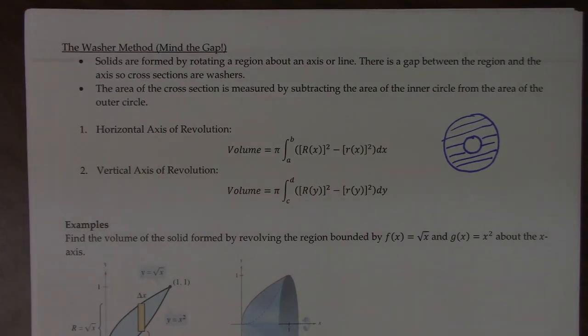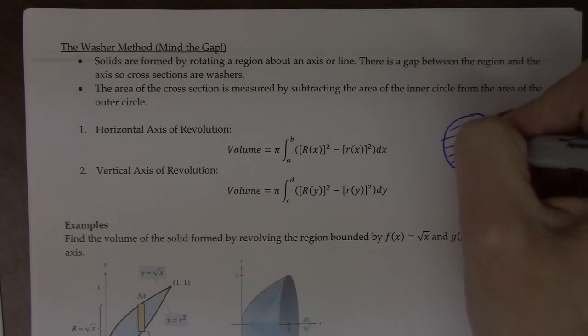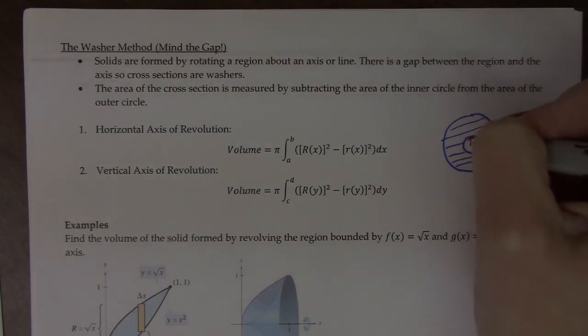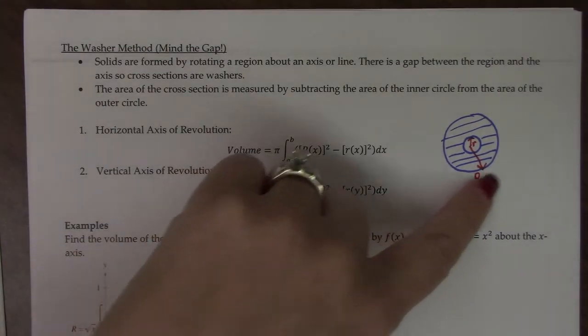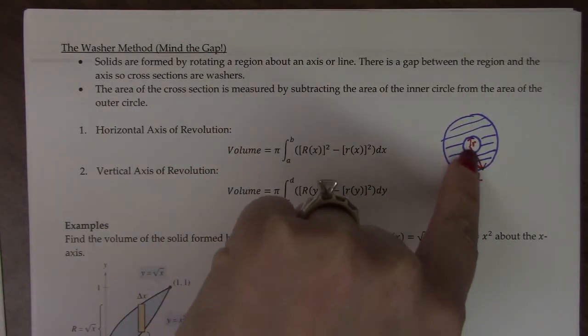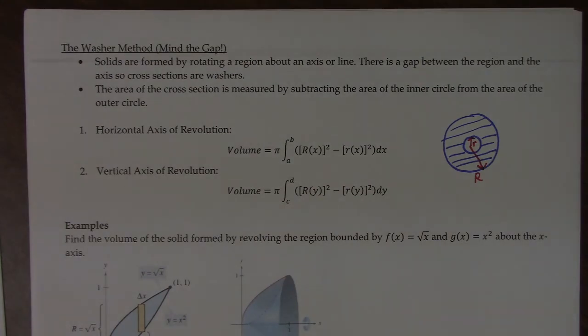Now you're going to have two radii at play. You're going to have the radius of the inner circle, which we'll call little r, and the radius of the outer circle, which will be big R. So the way that you find the area of the cross sections now is you'll take the area of the big circle and subtract the area of the little circle out of it.